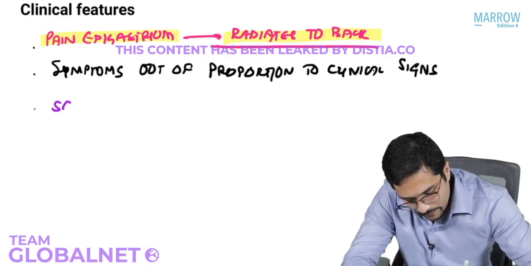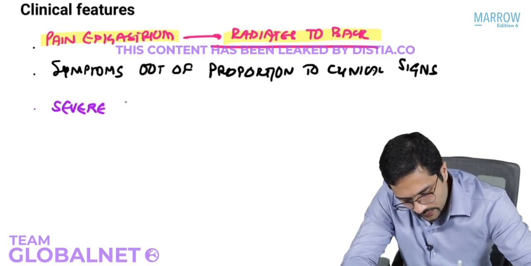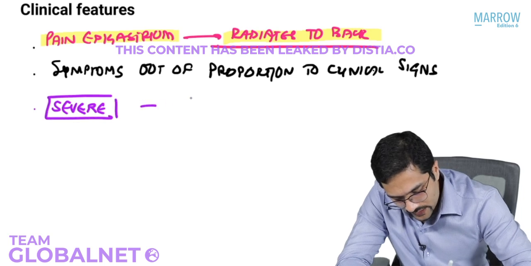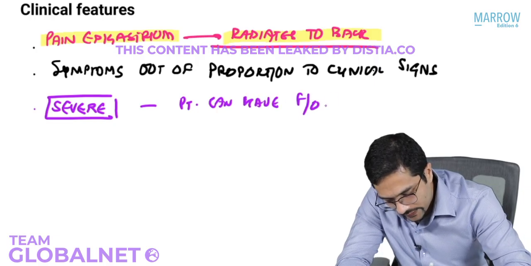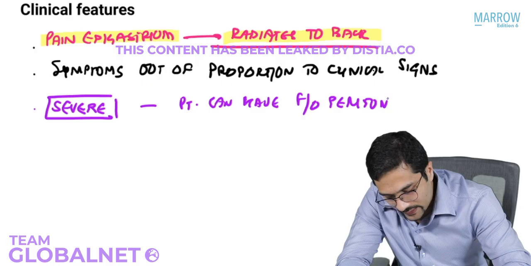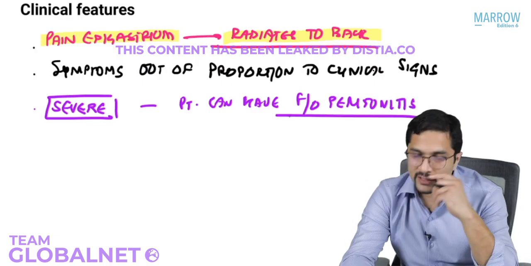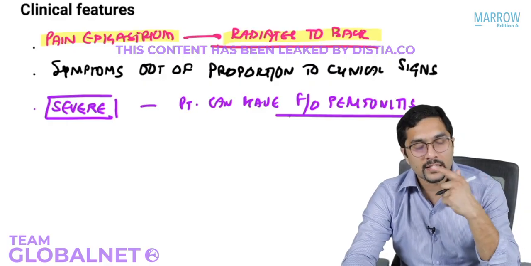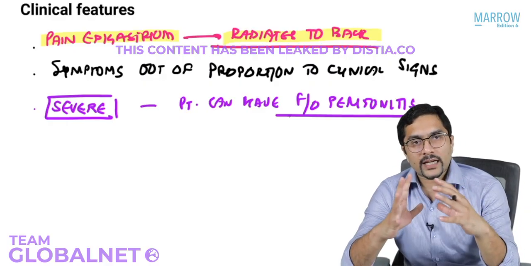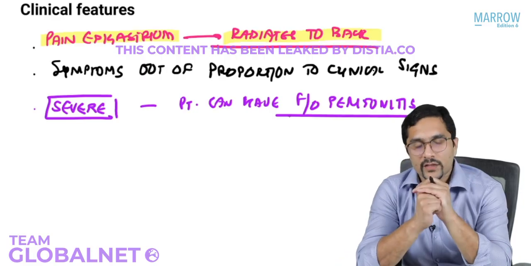If it is severe pancreatitis, sometimes the patient can have features of peritonitis, right? So we have discussed the features of peritonitis. What are the features of peritonitis? There is guarding, rigidity, rebound tenderness, right? So if it is severe pancreatitis, some patients can present with similar features.